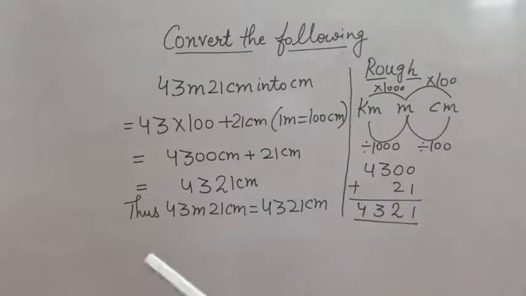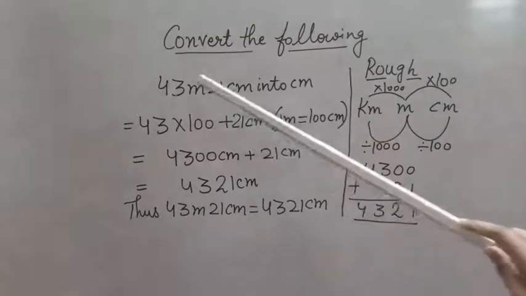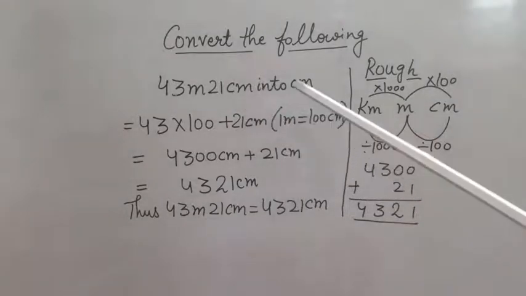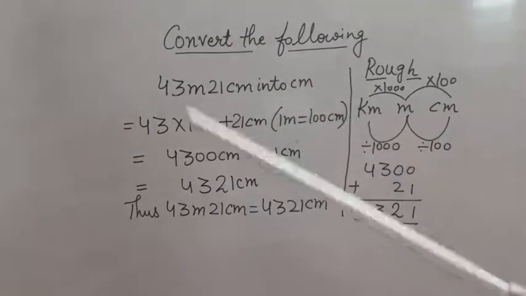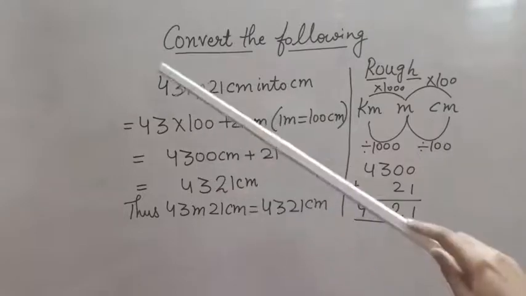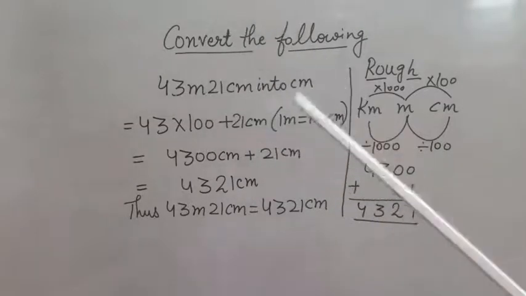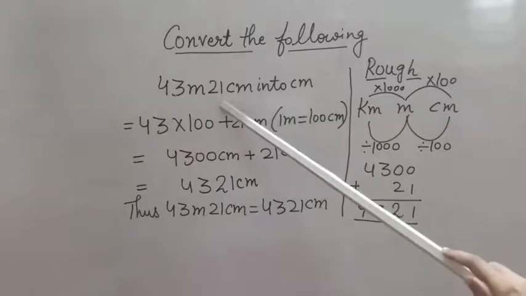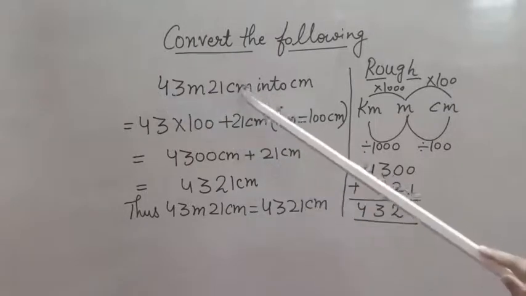Yes, beta. One more example here I have taken: 43 meter 21 centimeter. I have to convert it into centimeter. So here I will be converting only 43 meter into centimeter. Why? Because 21 is already centimeter. It is given here only.